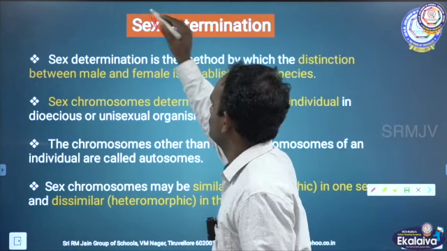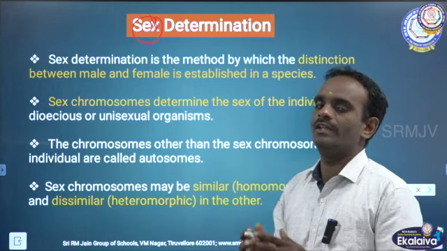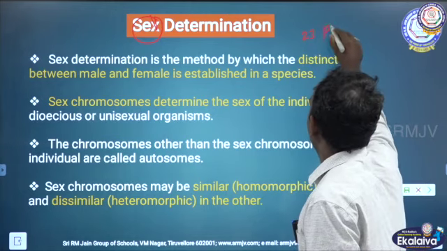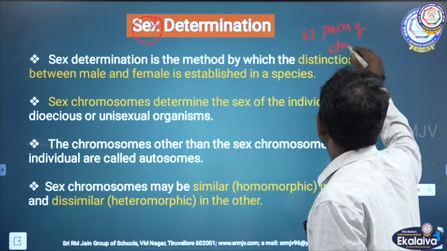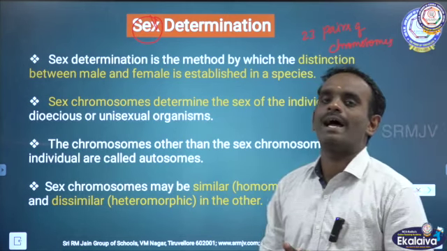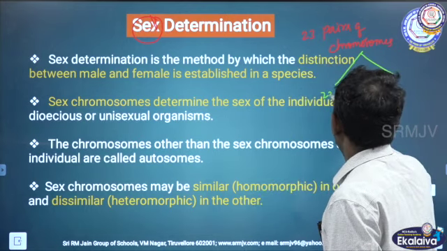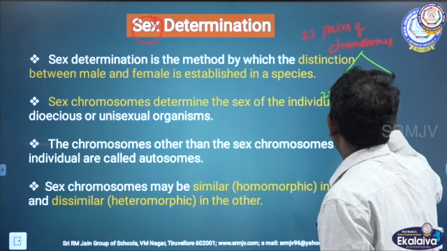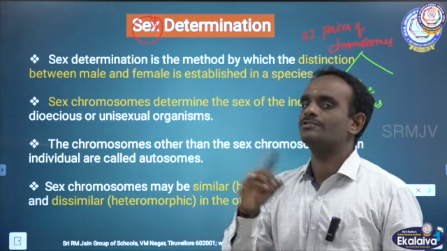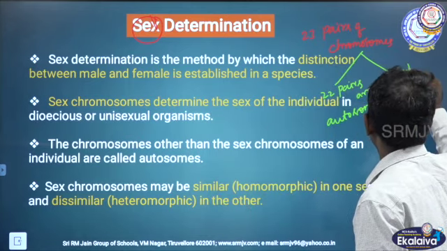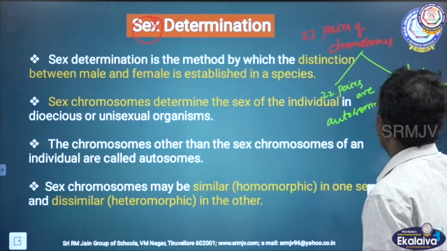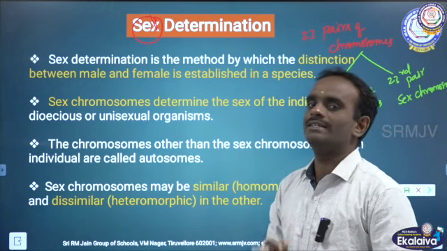Usually, the sex, that means male and female, of the individual is mainly determined by the sex chromosomes. There are 23 pairs of chromosomes, of which 22 pairs are autosomes and the remaining one pair, the 23rd pair, is the sex chromosome. So, the last 23rd pair only determines the sex of an individual.